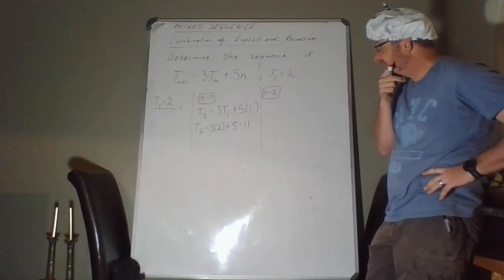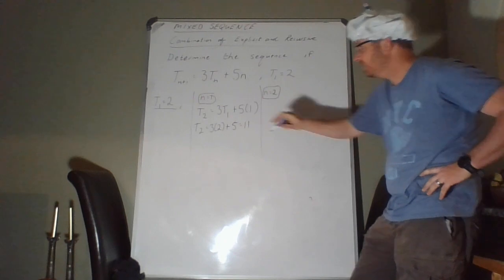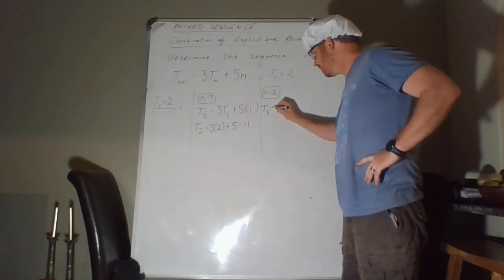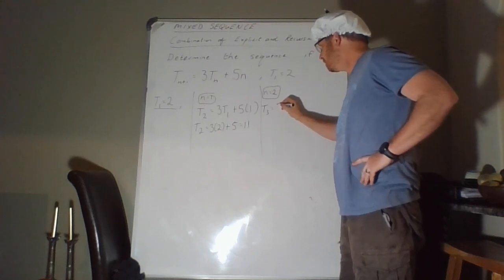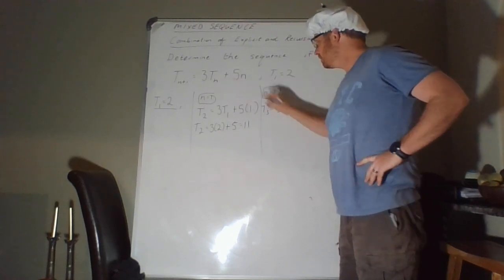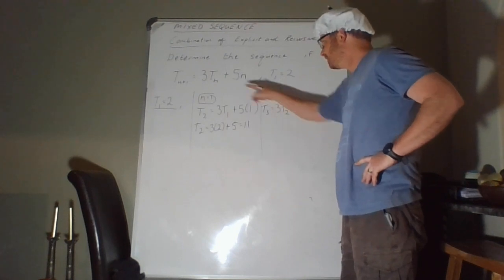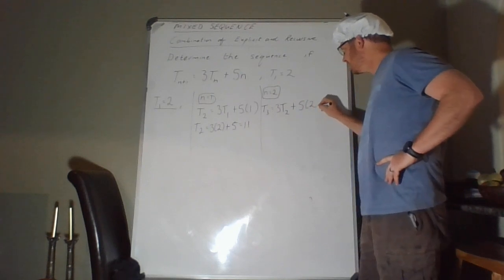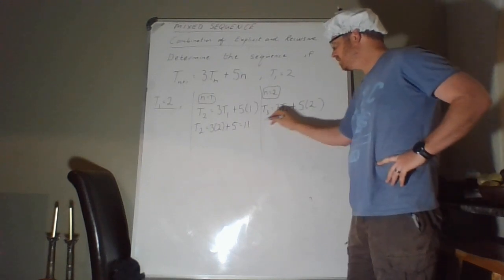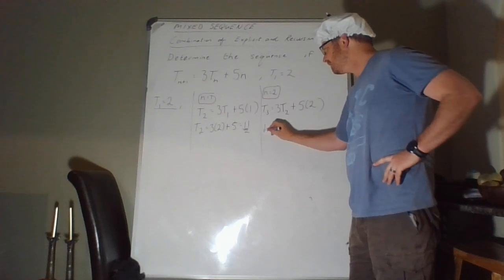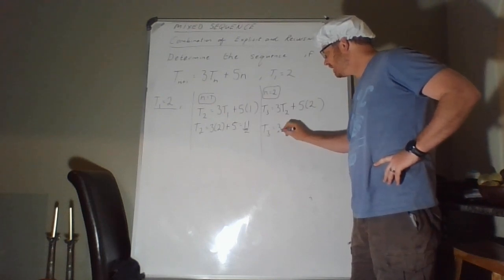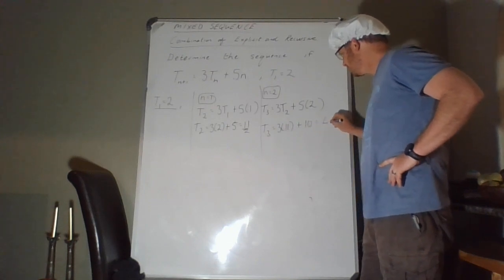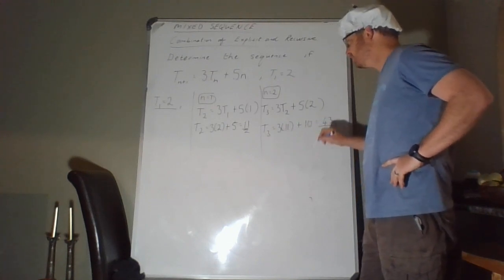Okay, right. The next one. If n is equal to 2, then what does this become? Term 2 plus 1. What's 2 plus 1, Amber? 3. So term 3 will be 3 times term 2, replacing n with 2, plus 5 times n, so plus 5 times 2. But what is the value of term 2? Term 2 is equal to 11. So term 3 will be equal to 3 times 11 plus 10, which is 33 plus 10, which is 43.